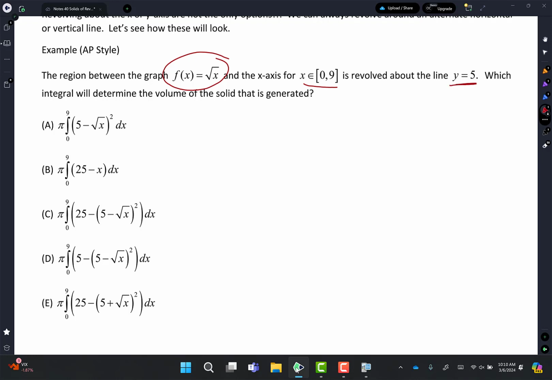So draw. So here's my grid. Let me put it in black. We're just going to focus. I'm revolving about what? The y equals 5. So I'm just going to focus on quadrant 1 the whole time. So here it is. And here's 9. And I know that when x is 9, the y value is 3.